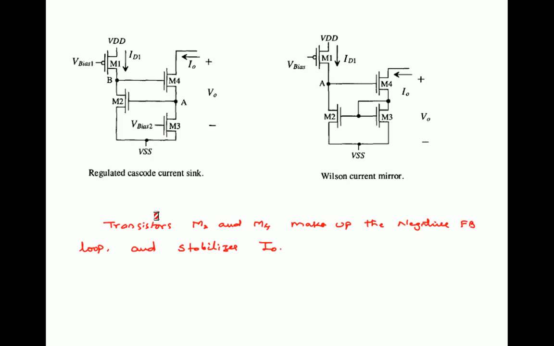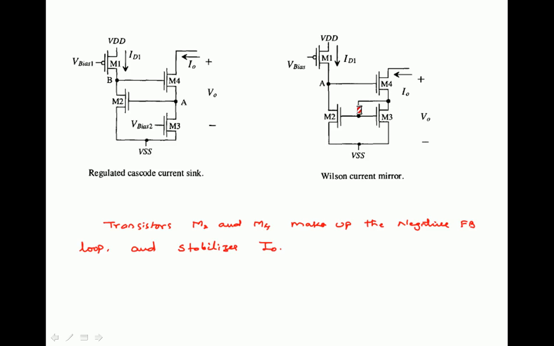If you clearly observe the differences between the Wilson current mirror and the regulated cascode current sink, both use the same number of transistors, and the circuit diagram is exactly the same except for one difference. M3 in the Wilson current mirror is a diode connected transistor, that is, the drain and gate of M3 are shorted, and the gate of M2 is connected to the source of M4. In the regulated cascode current sink also, the gate of M2 is connected to the source of M4. So this connection is not changed.